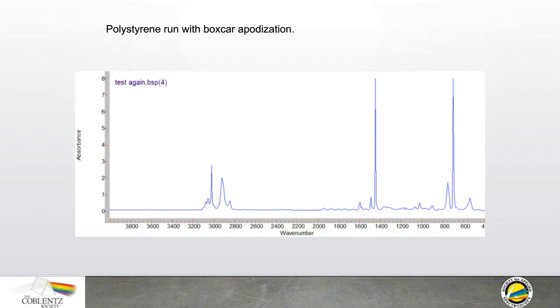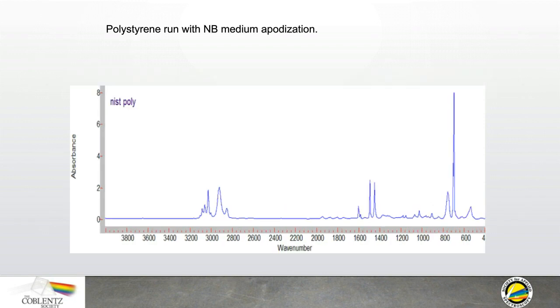Okay, this is polystyrene with a boxcar apodization. And if we look closely, we can see that the aromatic CH and the CH bends and the aromatic ring, the aromatic modes, this just doesn't look right. This is because this is an unapodized spectrum. If we look at that exact same spectrum Fourier transformed with the Norton-Beer medium apodization, we can now see that this spectrum looks exactly like what we expect.